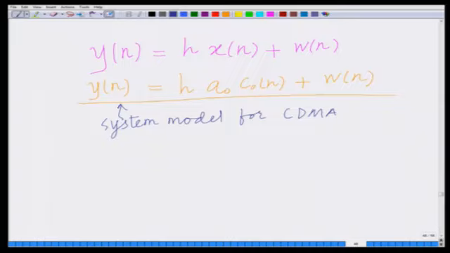Now, at the receiver we have to correlate, as we have seen for CDMA, with the code of user 0.